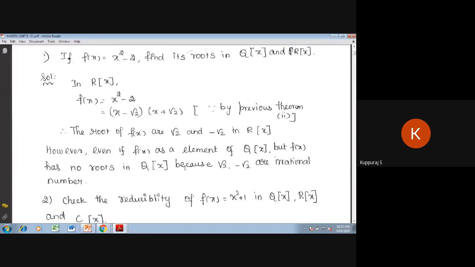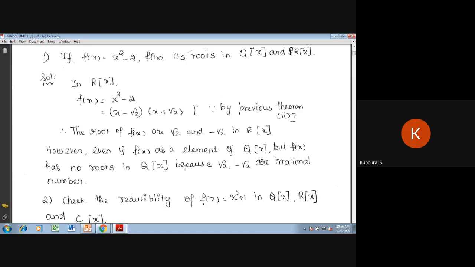Look at the first problem. If f of x is equal to x square minus 2, find its roots in Q of x and R of x. Q means the set of all rationals. Capital R indicates the set of all reals. Okay, so here the rational polynomial ring Q of x and the real polynomial ring R of x. So in R of x, look at the polynomial x square minus 2.